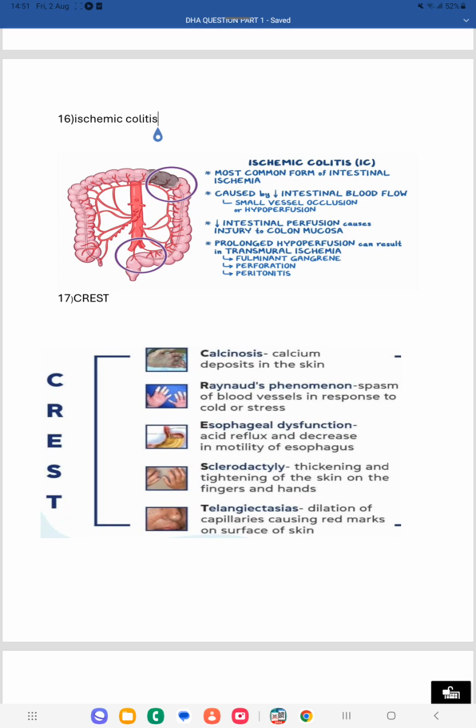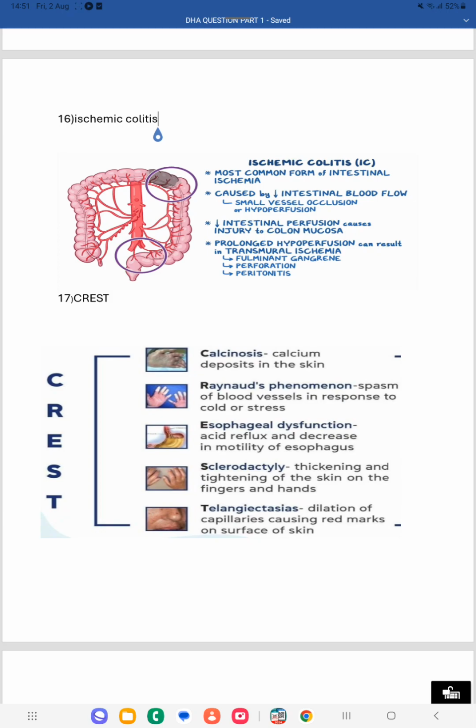Another reason is thromboembolism. A blood clot is forming in the blood vessel. The main blood vessels supplying the colon are the superior mesenteric artery and inferior mesenteric artery. So if a clot forms in the superior or inferior mesenteric artery, blood circulation will reduce, and because of that you can get inflammatory changes, and that condition is called ischemic colitis.